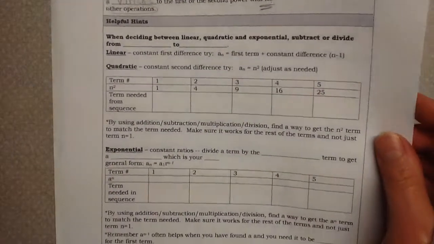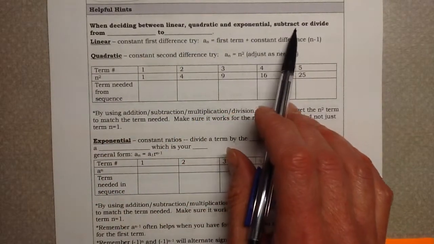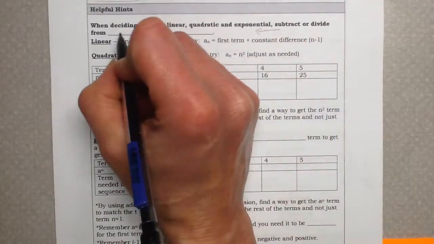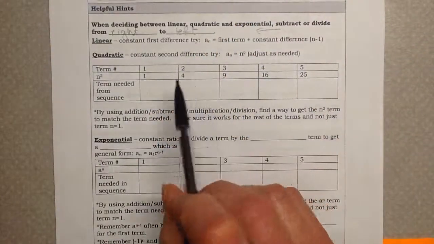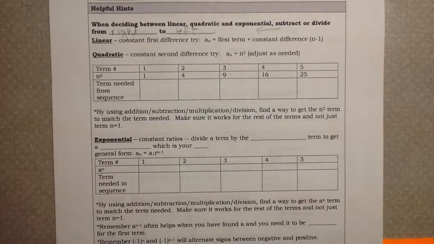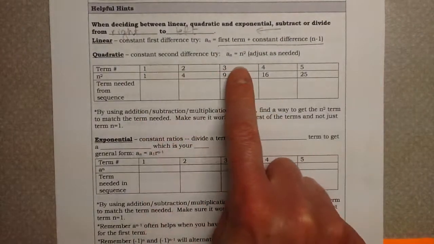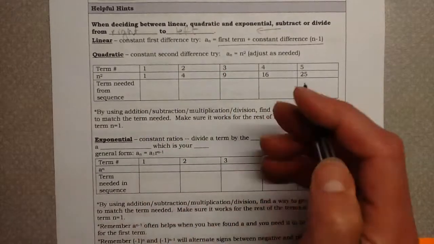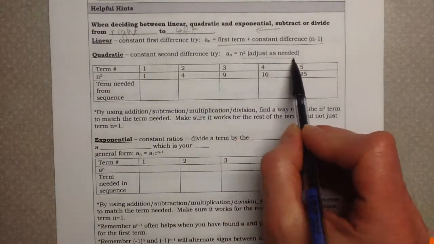Okay, here's some helpful hints. When you're deciding between linear, quadratic, exponential, subtract or divide from opposite of what you read. You're going to go this way, right to left. Linear has a constant first difference, so this is what you're going to use. Quadratic has a second difference, constant or common difference. And you're going to use n squared, and you just need to adjust as needed.